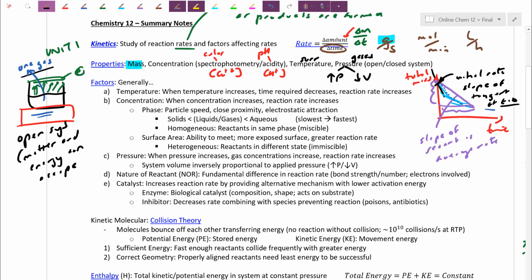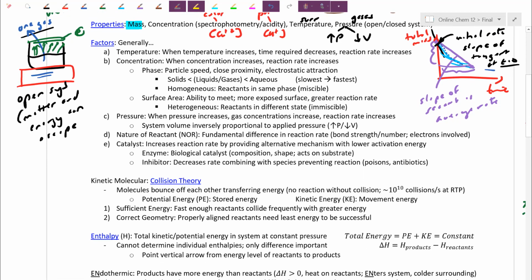I want to track some change divided by some time. Then what we started looking at is, what does this rate here depend on? So what I'm going to do is I'm going to skip down here. Our main concept in this chapter was something called collision theory.